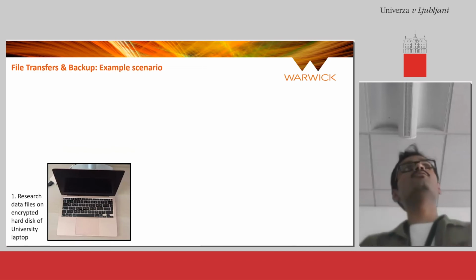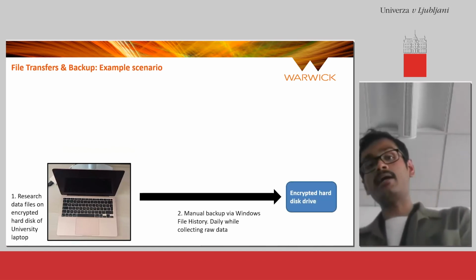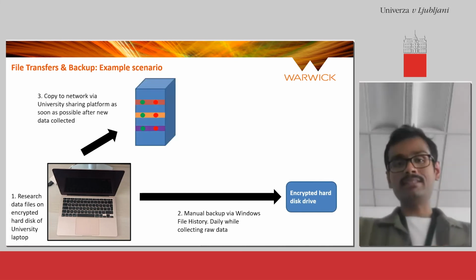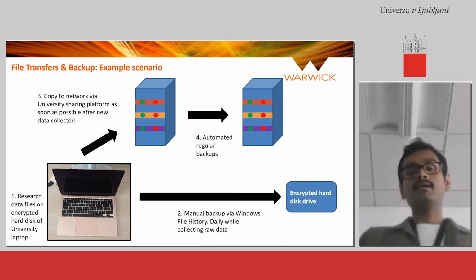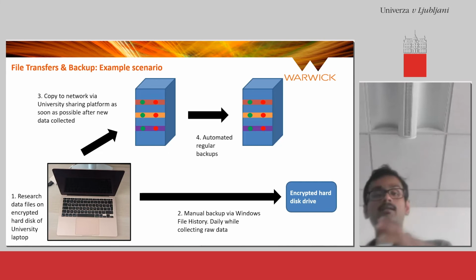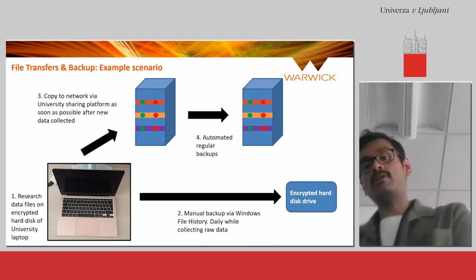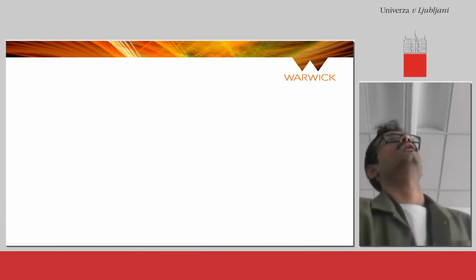Understanding how you are going to do backup. A good practice is putting in an encrypted hard drive, but not only that, also putting in a university-recommended network storage. Once you have that, you also have a second backup. So making sure you have your data on a university cloud, university-approved network attached storage, and also an encrypted hard drive. This is another good practice.